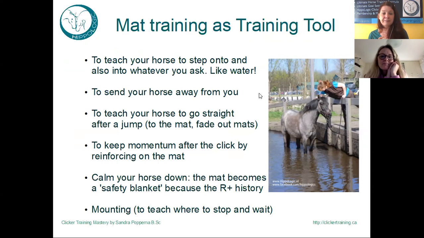You can use a mat to send your horse away from you, just like a cone in targeting. You can teach your horse to go straight after a jump, go to the mat and then fade out the mat so you keep your straight line. You keep momentum after the click in a certain gait, like trot, like you are already doing. It calms your horse down. And for mounting, you can teach your horse where to stop and wait.